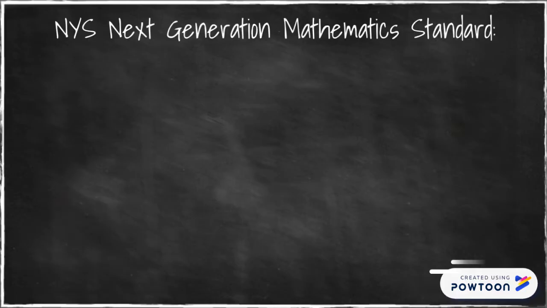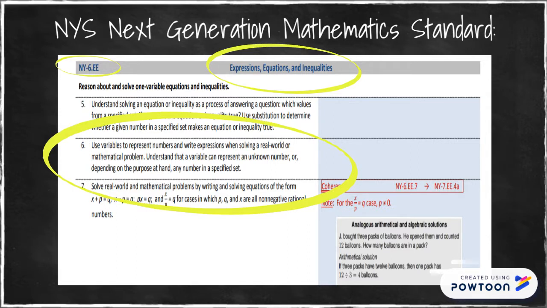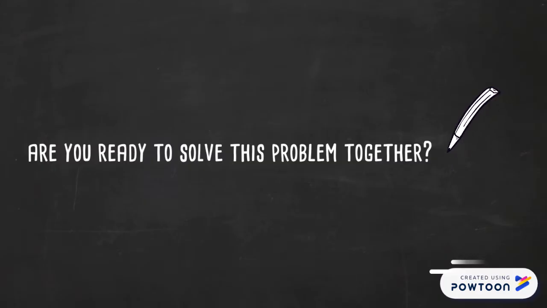The New York State Next Generation Standard that we will be using is a 6th grade standard. It falls into the domain of expressions, equations, and inequalities. The standard itself reads, students use variables to represent numbers and write expressions when solving a real-world or mathematical problem with a specific number or unknown number. Are you ready to solve this problem together? Let's try.